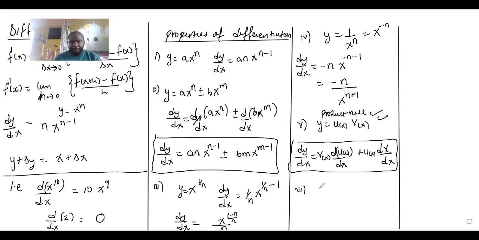Then we have what we call the quotient rule. The quotient rule is when you have y is equal to a function u in terms of x divided by a function v in terms of x. In this sense, dy/dx will give us v du/dx minus u dv/dx, divided by v squared.